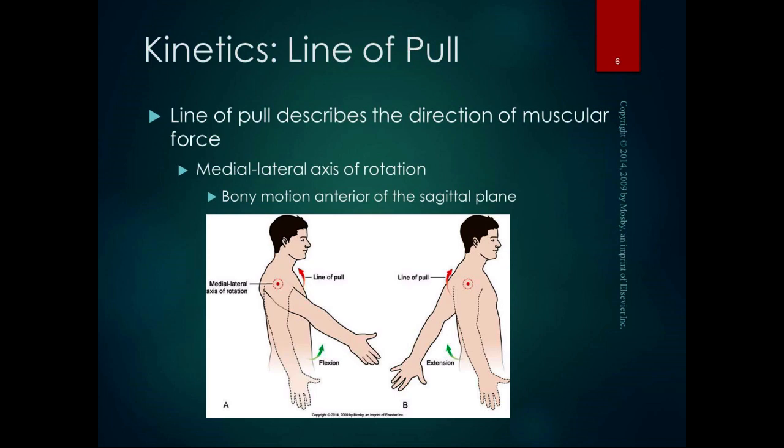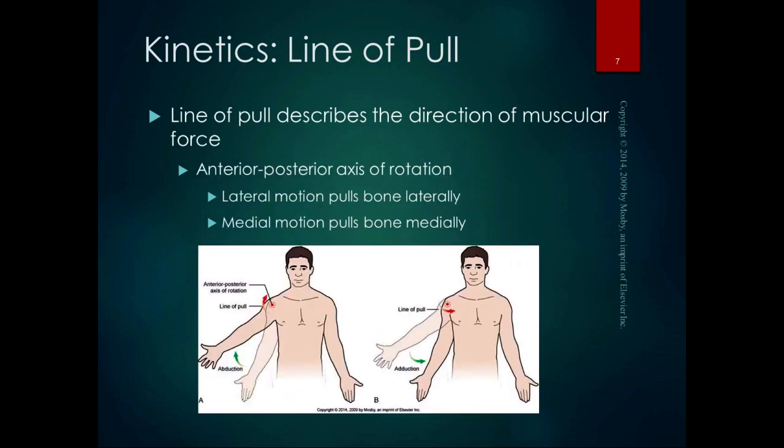With the medial lateral axis of rotation, in a sagittal plane motion, if the line of pull is anterior to the axis, you're going to get flexion. If it's posterior to the axis, you're going to get extension. The location of the line of pull tells you what the action is going to be. With an anterior-posterior axis, that's the frontal plane, lateral motion pulls the bone laterally, medial motion pulls the bone medially. And that makes sense, doesn't it?